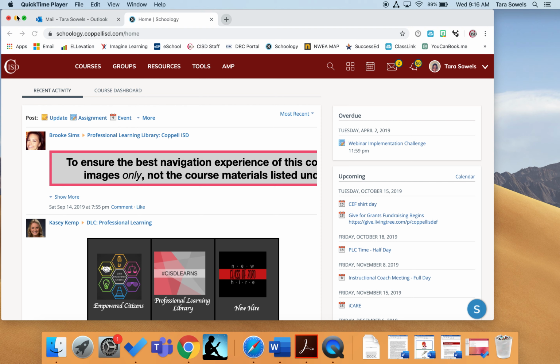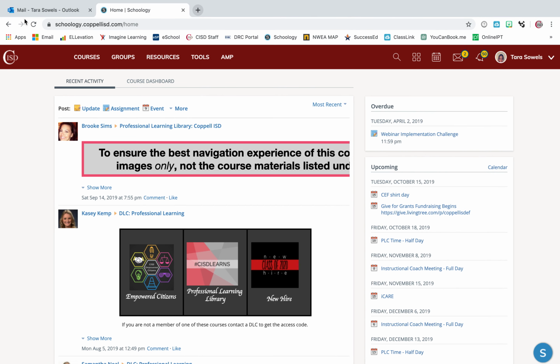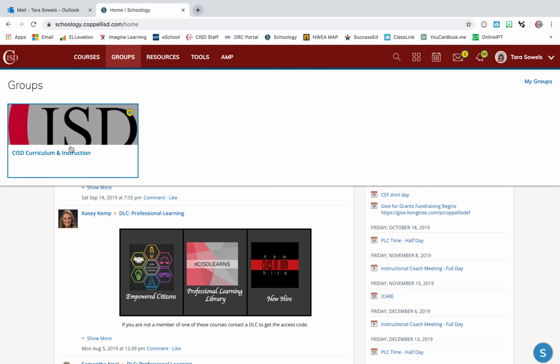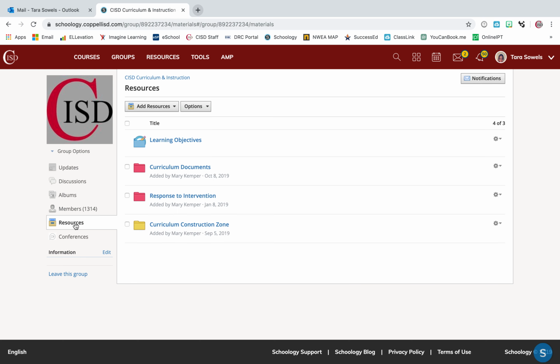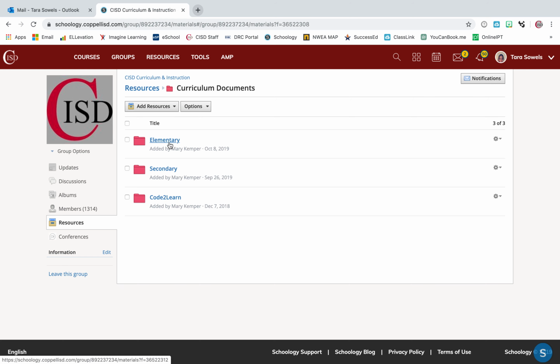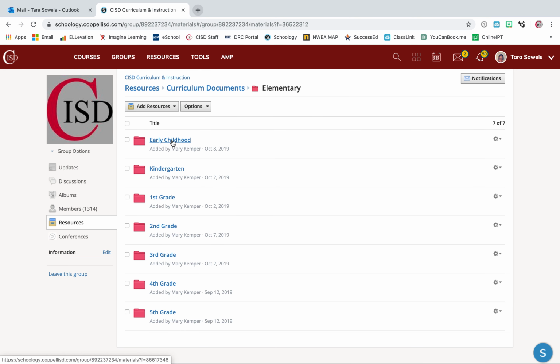So to get started, everyone needs to go to their Schoology page, and then once you're logged into Schoology, you'll go to Groups, and then of course CISD Curriculum and Instruction. From here, you can click on Resources, and then Curriculum Documents, Elementary, and then here you'll have to click on the grade level that is pertinent to you.